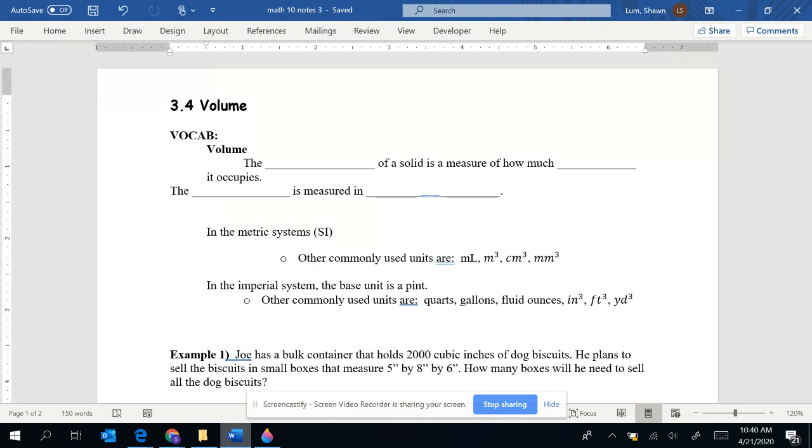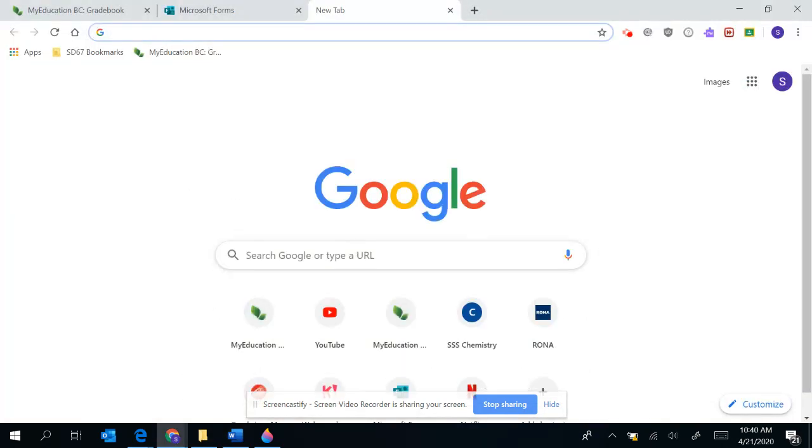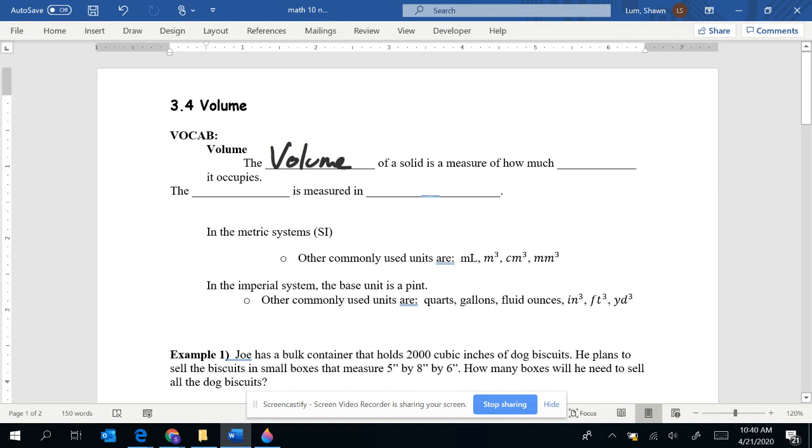Last time we talked about surface area, and this week we're going to be talking about volume. So, the first one right here, we have some notes. First off, what is volume? The volume of a solid is a measure of how much space it occupies.